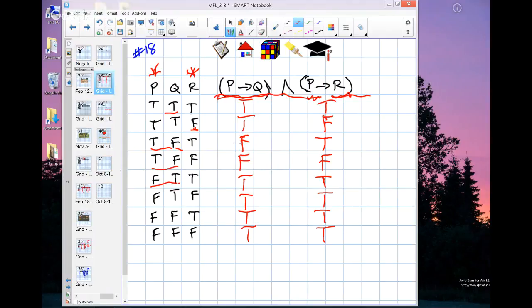Okay, now we're almost done. All we got to do is this guy. Now we have to AND them together. That was a rule from last time. How does that rule work? Only true when they're both true. So if true, then true, good. If true, then false, they're not both true. False, true, not both true. False, false, they're not both true. True, true, they are both true. True, true, they are both true. And likewise, these last two, they're both true. So that's our answer column.